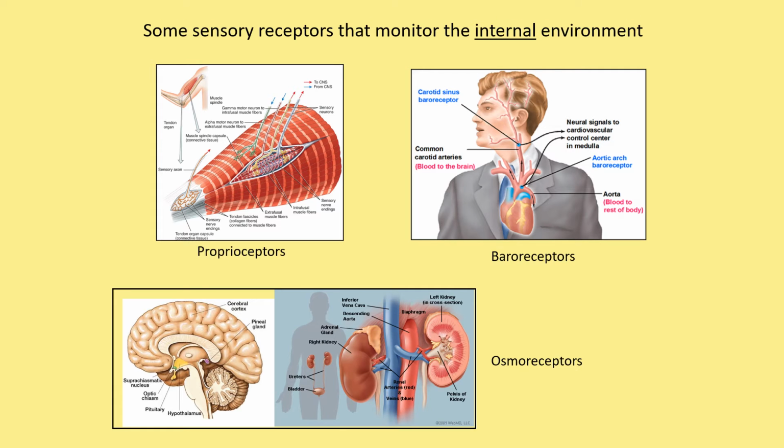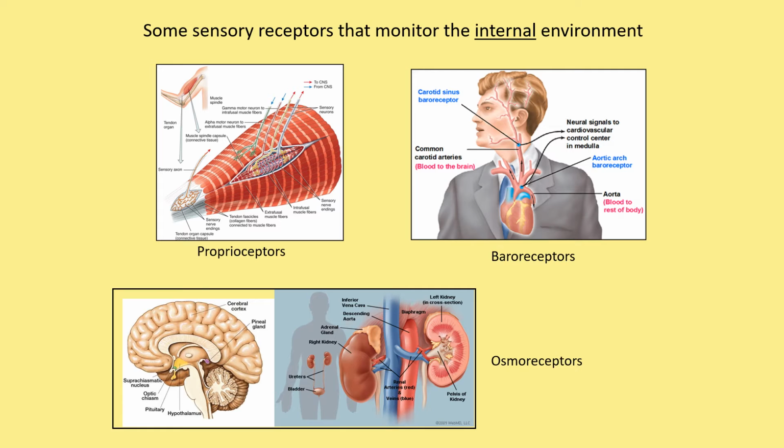And then here are just a few examples of interoceptors, sensory receptors that monitor variables on the inside of our body. So we have previously talked about proprioceptors. Proprioceptors are responding to changes in muscle length, muscle position. Baroreceptors are stretch-sensitive cells that are monitoring your blood pressure. For example, we'll talk more about baroreceptors when we get to the cardiovascular system.